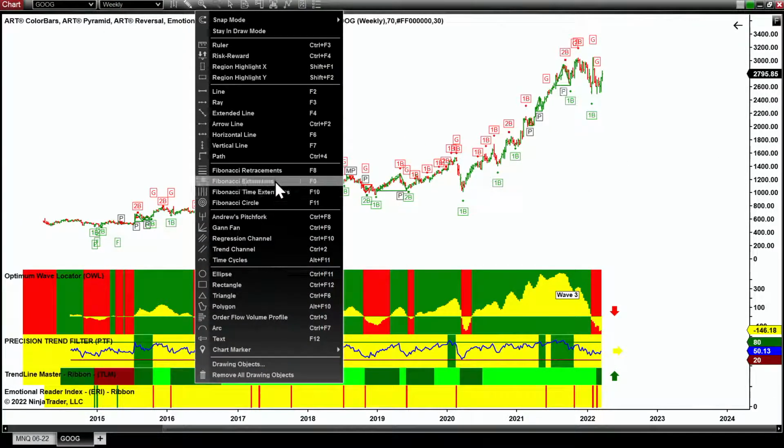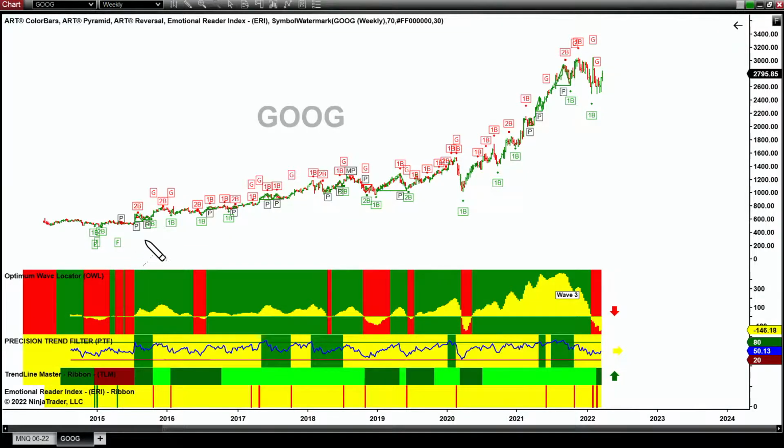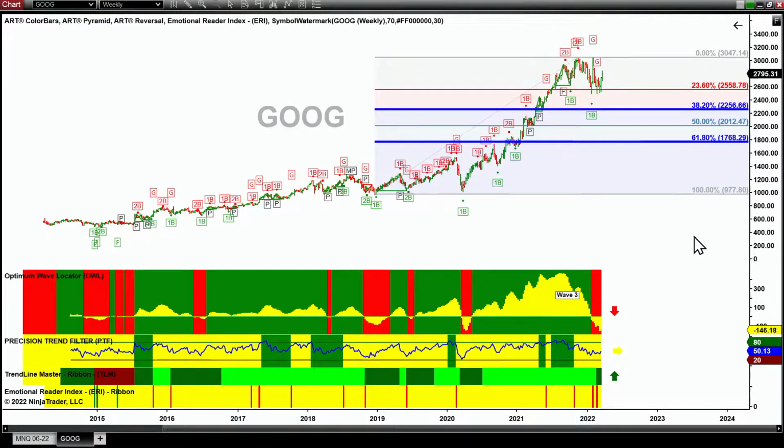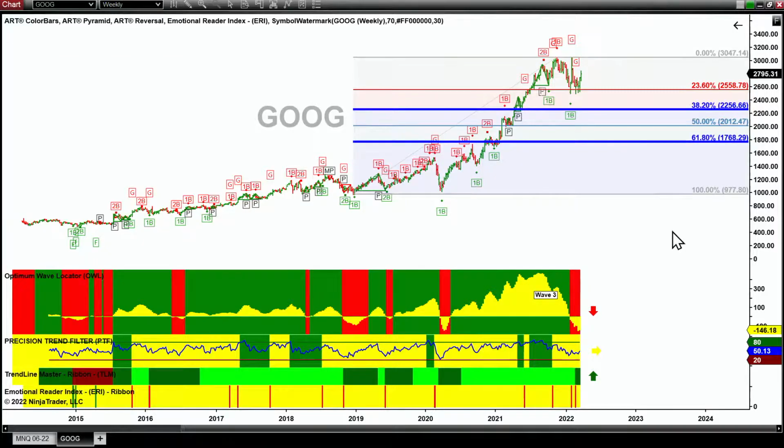Let's grab some fib retracements and see what kind of possibility we have on this. I'm going to pick right about here. I draw my fibs from 2 to 3. So if this is a wave 4 correction, we're thinking about getting down between 2256 and 1768. If you were in a long position, you did really nicely, but you've already been stopped out. This pyramid took you out here, so you locked in profits.